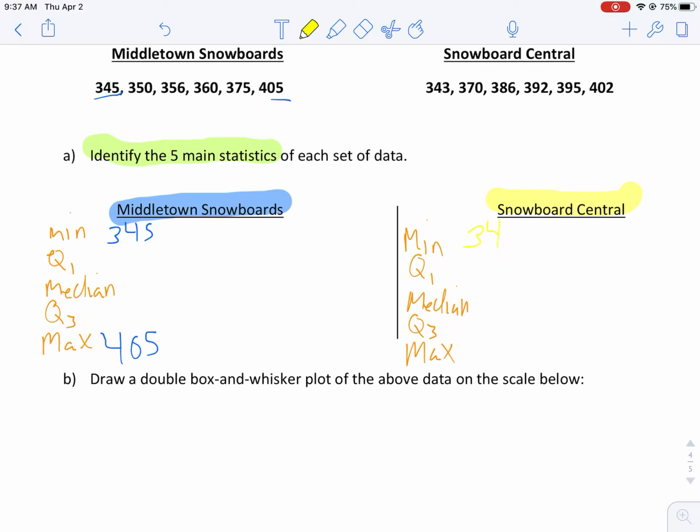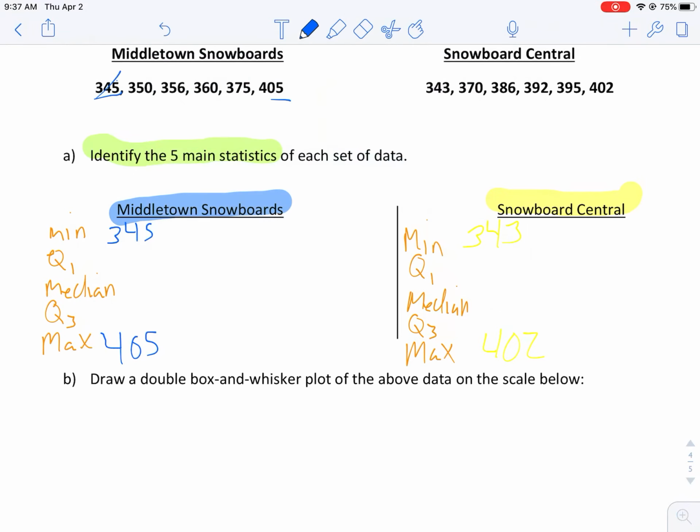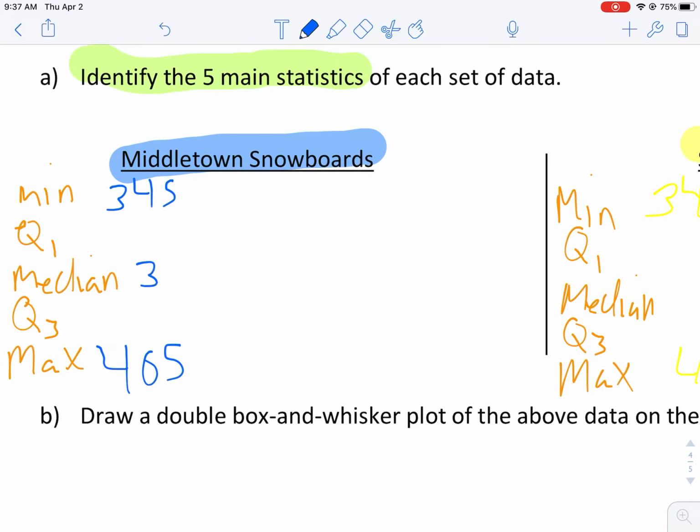Minimum, 343. My max is going to be 402. Alright, there are 6 snowboards in these data sets. Okay, so my median, I got the 2 in the middle. We have to add them together and divide by 2. That's going to give me 358.